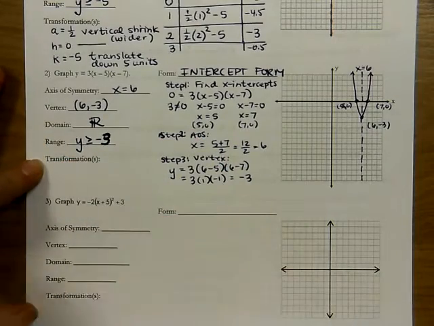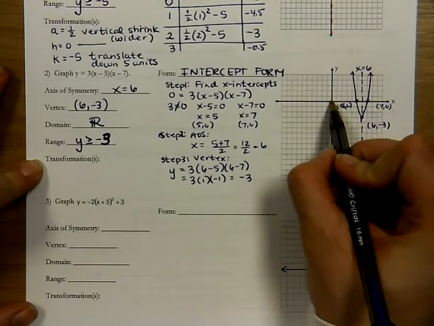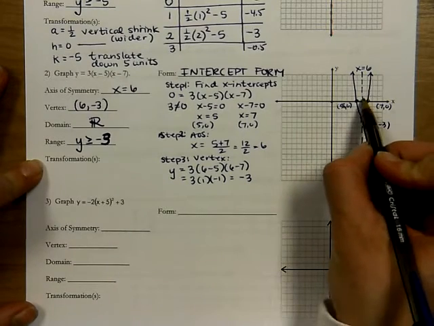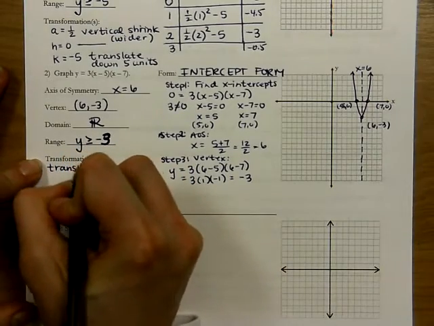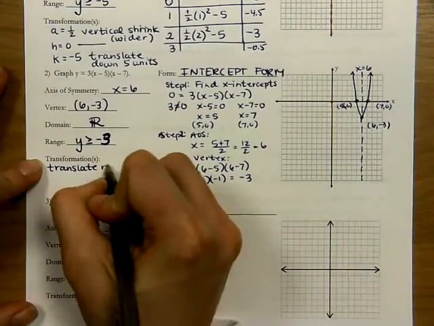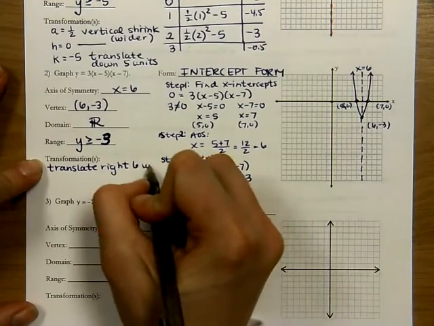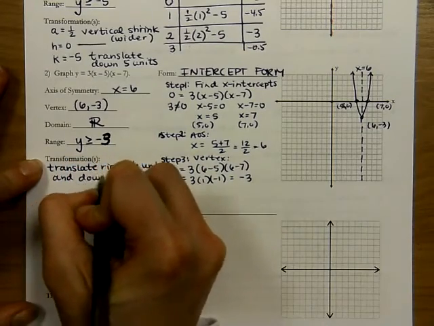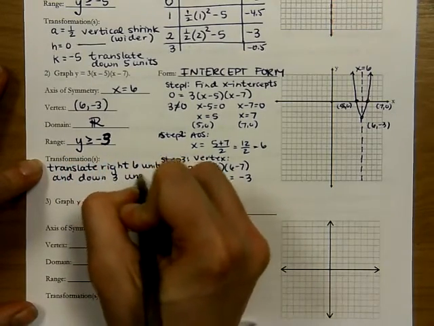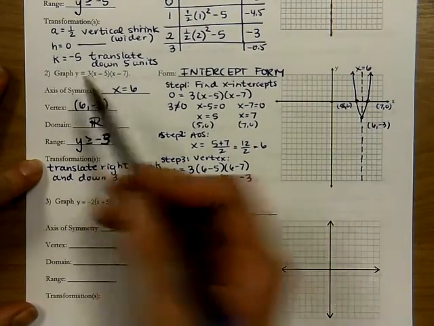The transformations from the parent function, well, I look at the vertex, and I see the vertex for the parent function is at 0, 0, but we're now 6 to the right and 3 down. So my transformations, I know that I translated right 6 units and down 3 units.